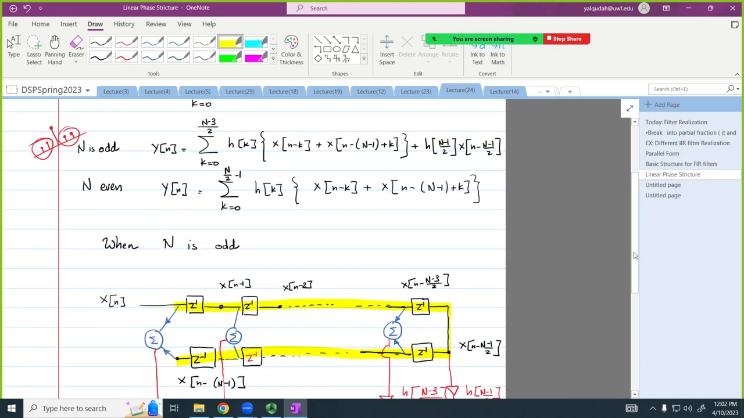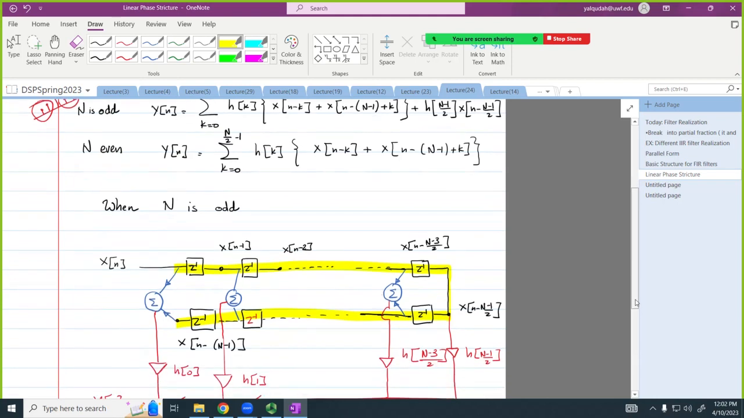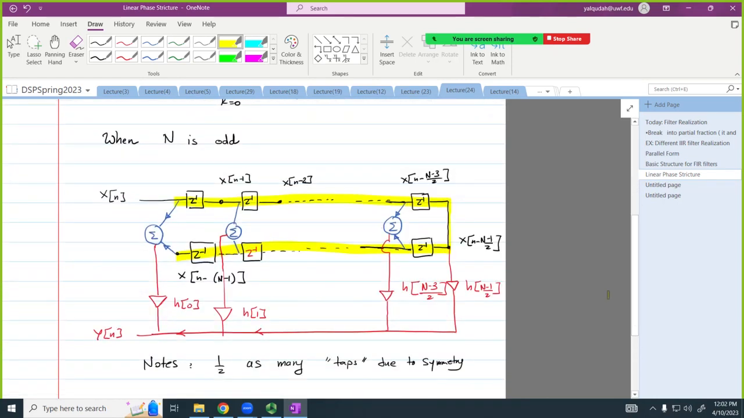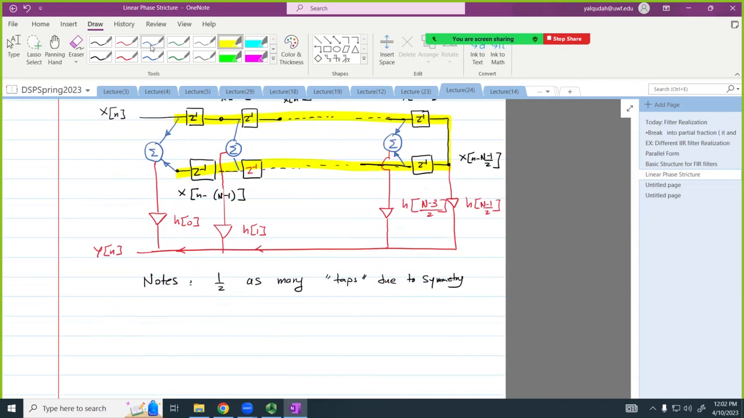Because we have the symmetry, we're going to have the summation to almost half the original summation. And also, if n is odd, we're going to have n plus 1 over 2 multiplications. And if n is even, we're going to have n over 2 multiplications.